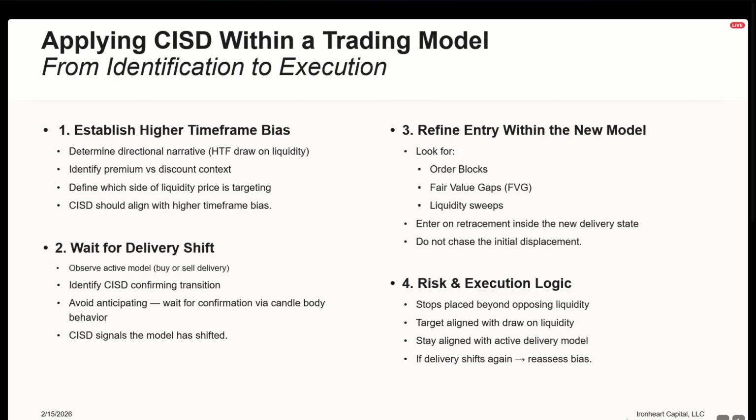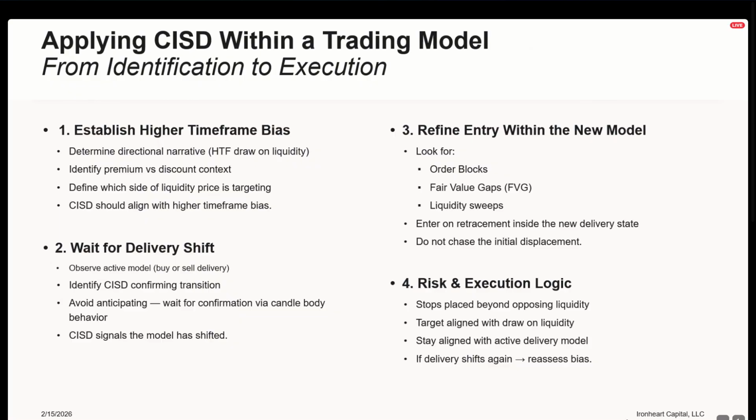You mark out your major weekly, 4-hour, hourly buy side liquidity targets over swing points or relative equal highs, and that will be the next area that the algo is targeting. Okay? And that way you are aligned with the active delivery model. Now, are you always going to have 100% hit rate on this?